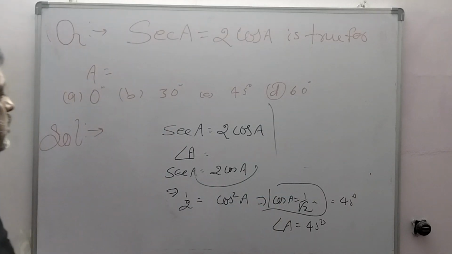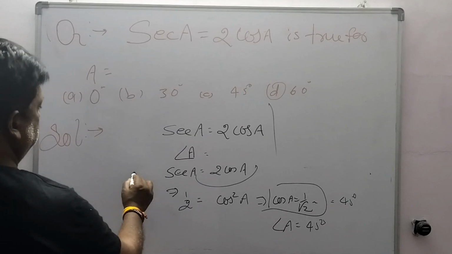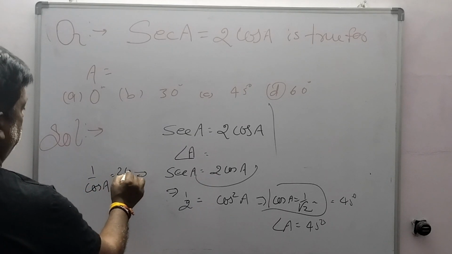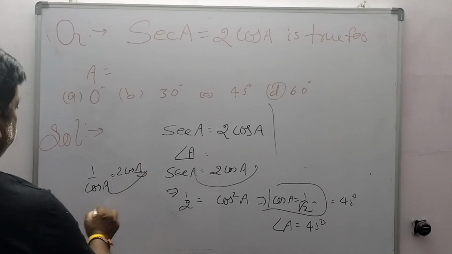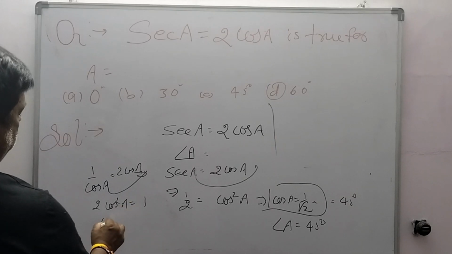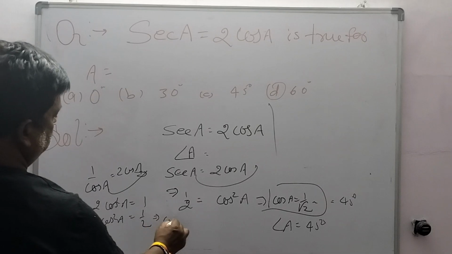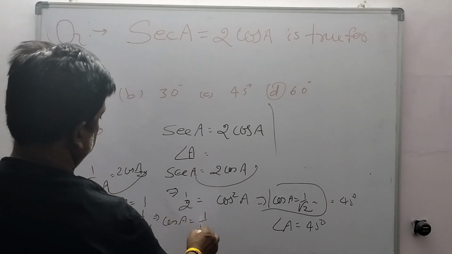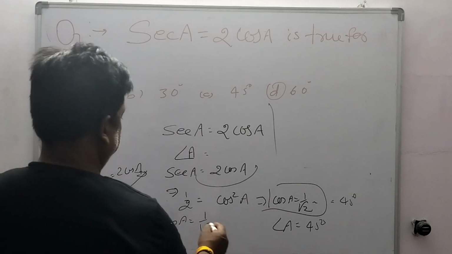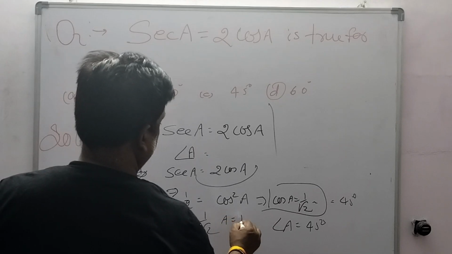Okay, this derives from sec A. Sec A is 1 by cos A, equal to 2 cos A. So 2 cos square A equals 1, cos square A equals 1 by 2. That means cos A equals 1 by root 2. So for the given question, the angle A equals 45 degrees.